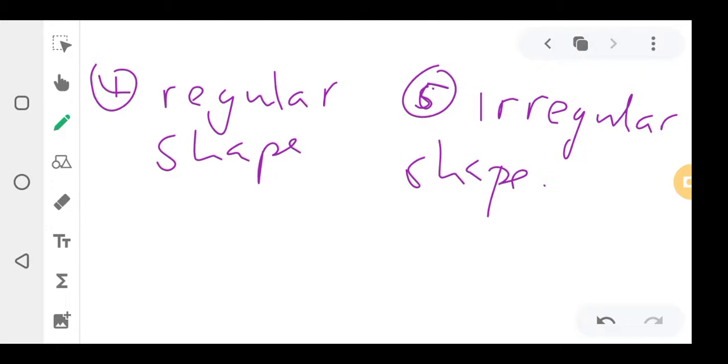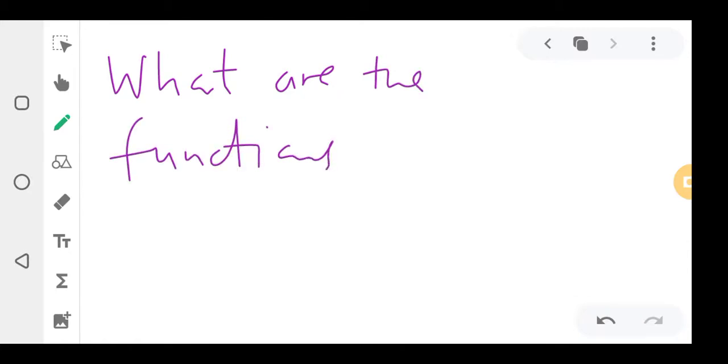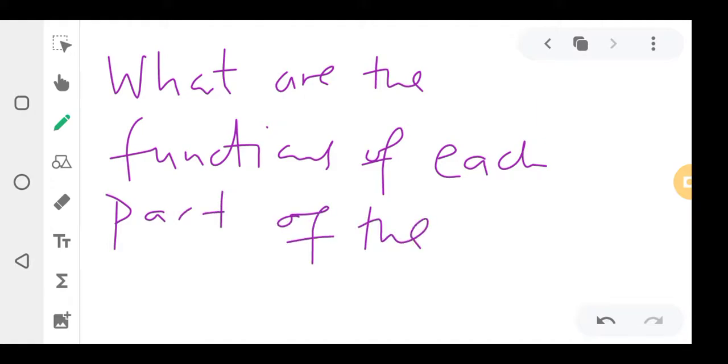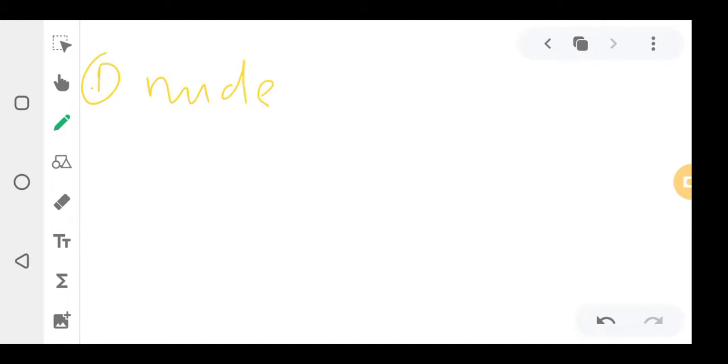And then the next thing is you need to know also the functions of cells. Okay, what are the functions of each part of the cell? So I want to explain the functions. So which parts are those? The ones that we have done so far. We talked about the nucleus. What is the function of a nucleus?